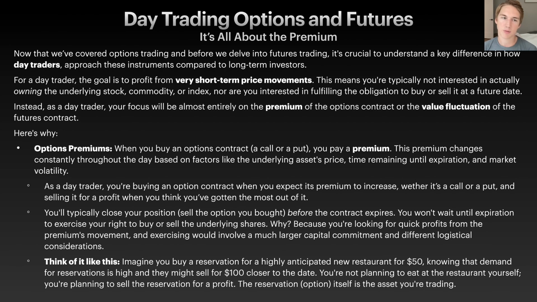Here's why. Options premiums. When you buy an options contract, you pay a premium for it. This premium changes constantly throughout the day based on factors like the underlying asset's price, time remaining until expiration, and market volatility. As a day trader, you're buying an option contract when you expect its premium to increase. Whether it's a call or a put doesn't matter. You're just expecting the price of the contract to go up, and you're selling it for a profit when you think you've gotten the most out of it. So you'll close your position, you'll sell the option you bought before the contract expires.